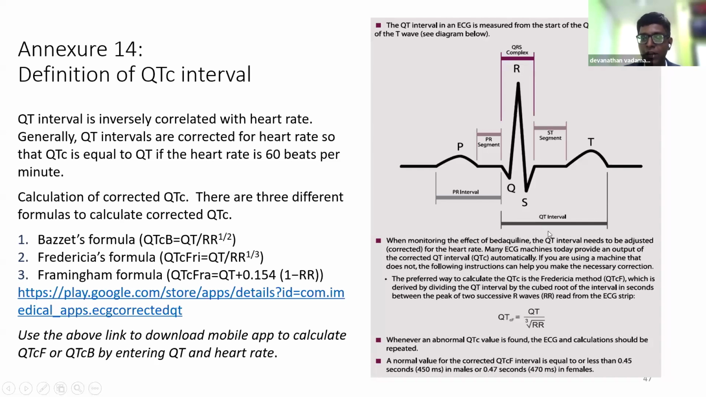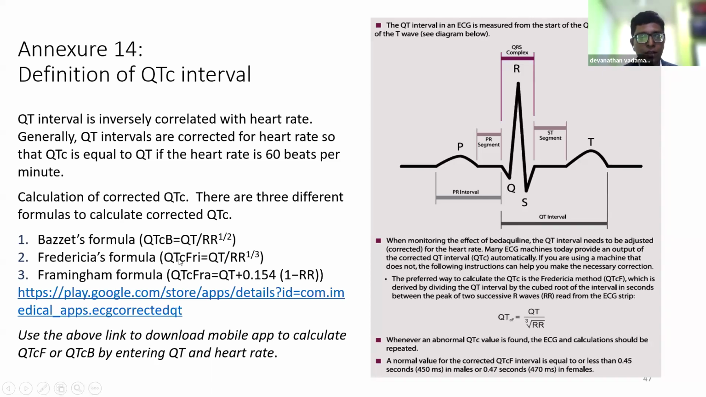You can get various calculators for corrected QT. There are various calculators available in a mobile app itself. In that, you have to select Fridericia. If you put the QT interval and the heart rate of the patient, based on that, we can calculate the QTc interval according to the Fridericia scale. We have 3 formulas for corrected QTc. The Fridericia formula alone is taken in the guidelines.